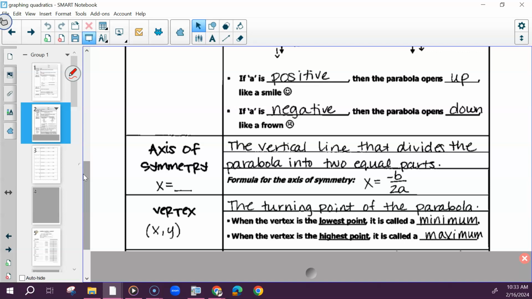So once you have all that written down, we're going to go through just some examples doing a rough sketch of what the graph would look like. Do a couple algebraically, and then do a couple in the calculator, finding the axis of symmetry, finding the vertex, and then we will actually graph it.